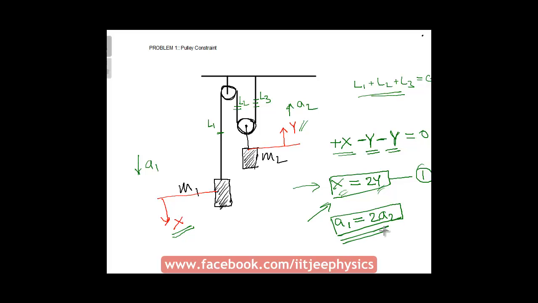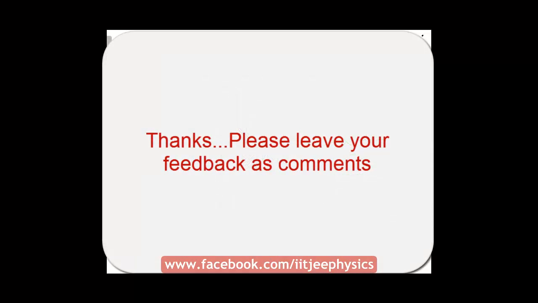So this is how we derive the relationship between the acceleration or velocity or distance moved between two or more blocks using pulley constraint. I hope this was an informative concept that you have gained today.